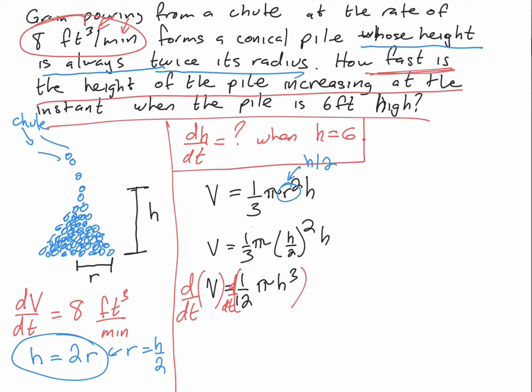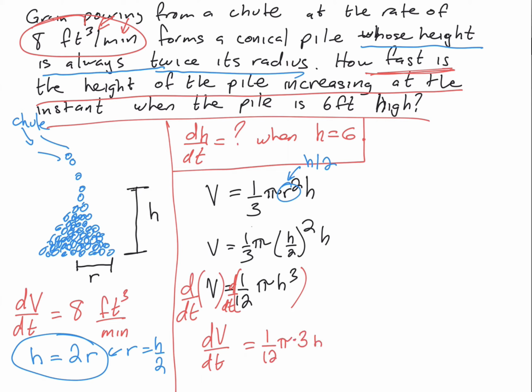No product rule necessary or anything like that. On the left side, we'll have dV over dt, right? On the right, what rule do I have to use there? I have 1 over 12 pi h cubed. Just the power rule, right? Because 1 over 12 is a constant. Pi is a constant. And so 1 over 12 pi, you just leave them alone, and then you do the power rule.